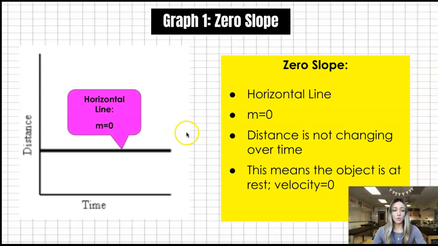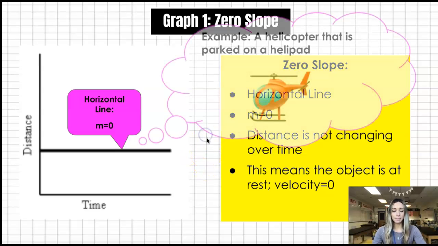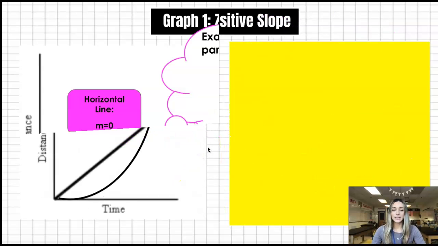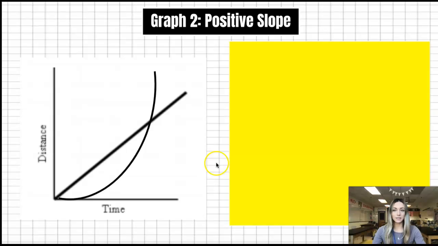So anytime I see a horizontal line, I know that is a 0 slope, and I know that slope tells me velocity. So if my slope is 0, the velocity of the object is 0, meaning that the object is at rest or is not moving. An example of an object that would have a horizontal line or a 0 slope on its distance versus time graph is a helicopter parked on a helipad, meaning its distance is not changing, it is at rest, its velocity is 0. The second type of slope that we can see on a distance versus time graph is a positive slope.